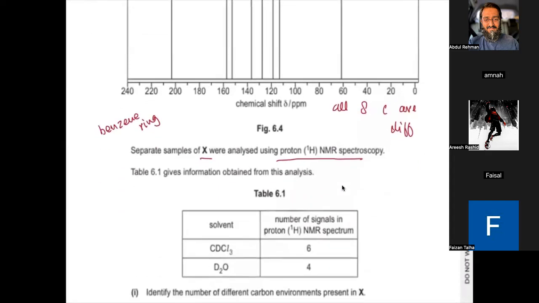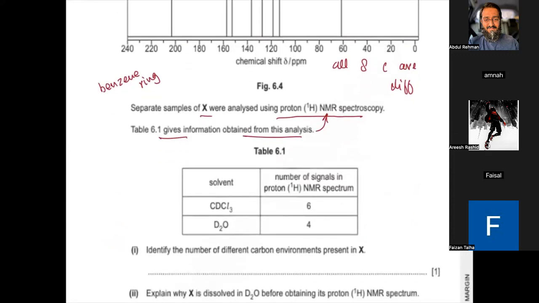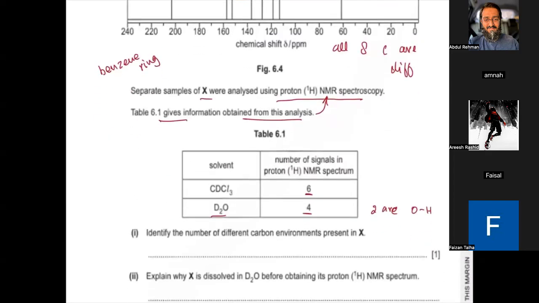Now, next part. Table 6.1 gives information about the analysis, and this is for proton NMR. With CDCl3, we are getting 6 proton signals. With D2O, we are getting 4 proton signals. So it means 2 are OH, because OH is displaced by D2O, forming OD, so their signal disappears. So there are 2 OH groups present.